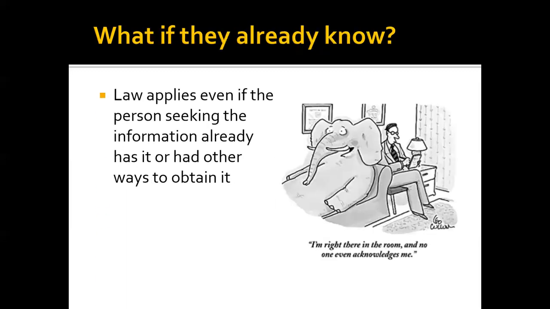What if they already know? So the law applies even if the person seeking the information already has it or had other ways to obtain it. So again, the examples I used earlier, a mother calls and says, oh, my son or daughter's there, I need to get them a message.